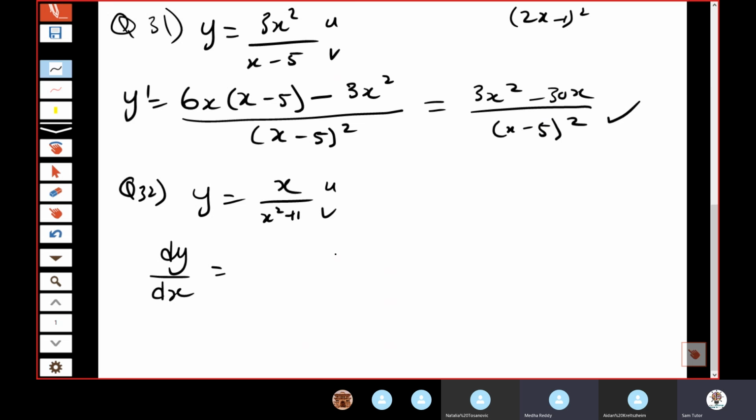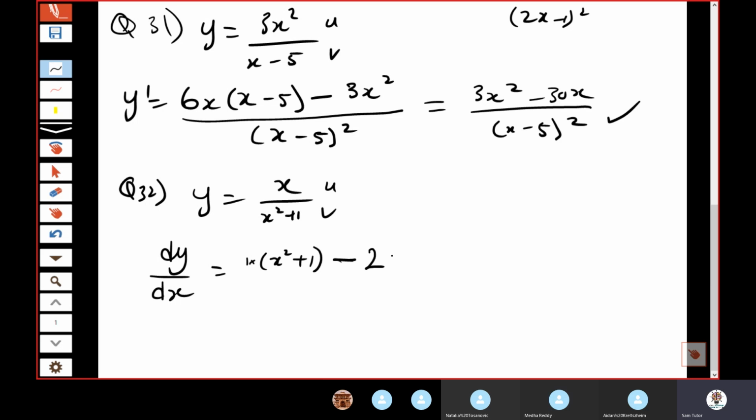Good. U, V. All right, U dash. So what's the top one differentiated? Is it U? Yeah, so is it X? No, the derivative of x is 1. So that becomes 1 times V, which is x squared plus 1, minus V dash now. So what's the derivative of x squared?